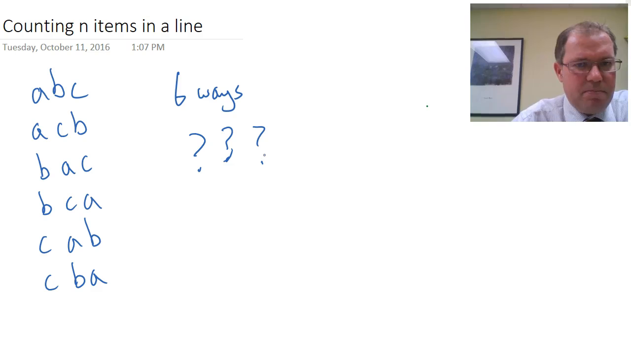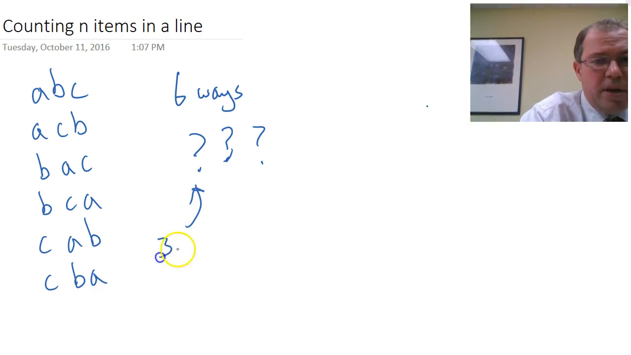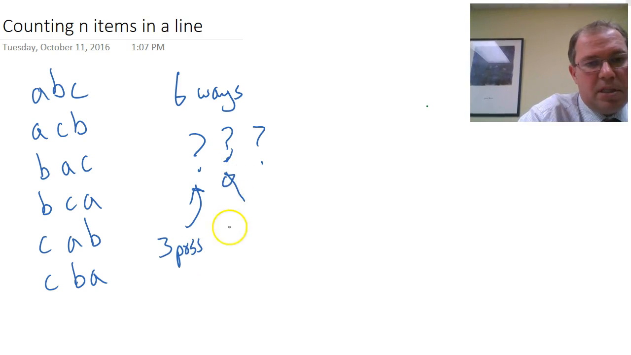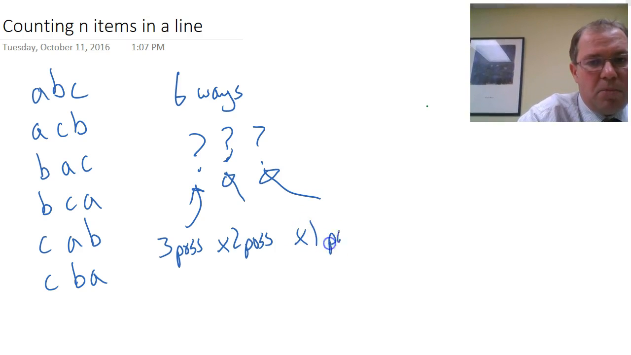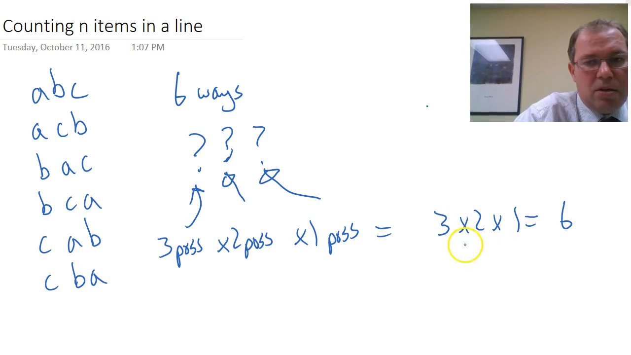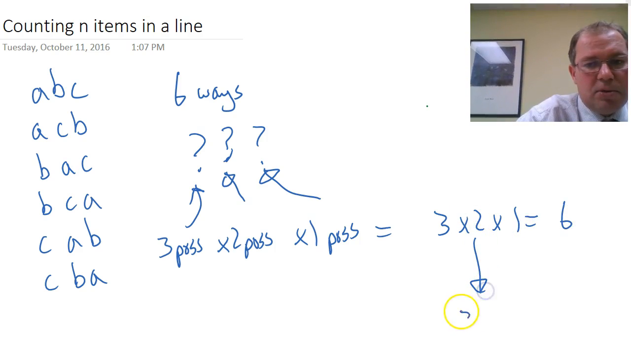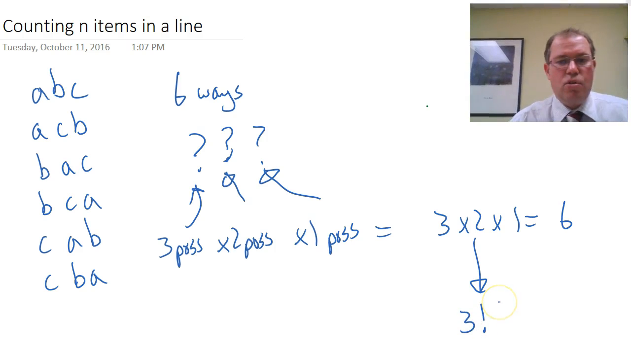I've got 3 letters that I wish to arrange. The first one, there are 3 possibilities. Now when I choose the second one, one of my possibilities is gone, so I only have 2 possibilities. And finally, all but 1 possibility has gone, so I'm left with only 1 possibility. And that of course is 3 times 2 times 1, which is 6 ways, and another way of writing 3 times 2 times 1 is 3 factorial.